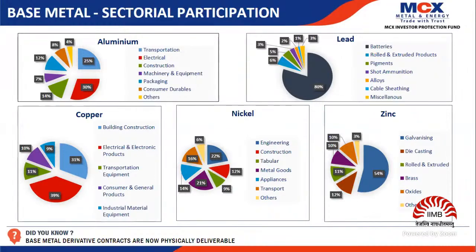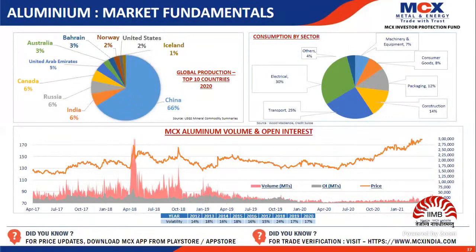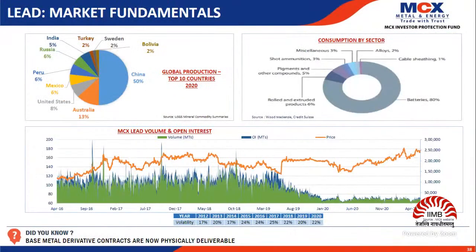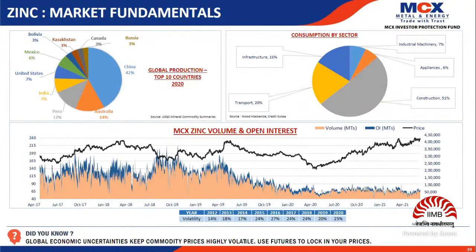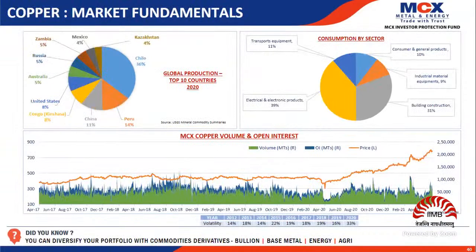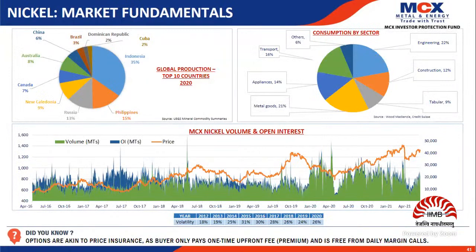And we should also keep track of who is the major producer of what. If you see aluminium, lead and zinc, China is one of the major producers. Suppose something happens in China, like a continuous lockdown, or if they enter into war, the prices of these base metals are affected a lot. Similarly for copper, a major producer is Chile, and for nickel, Indonesia. Another important thing is that in nickel, in India there is no production. Whatever nickel we use, we are completely importing.